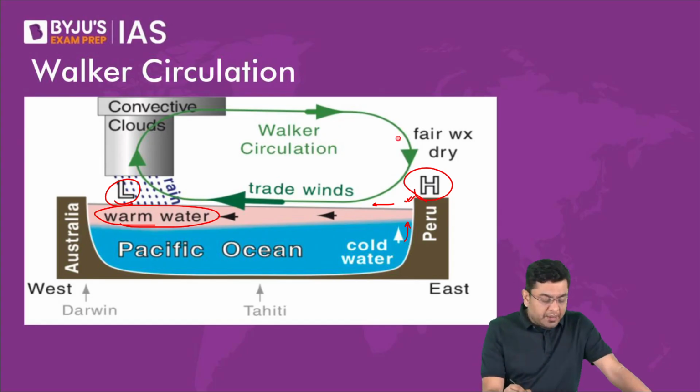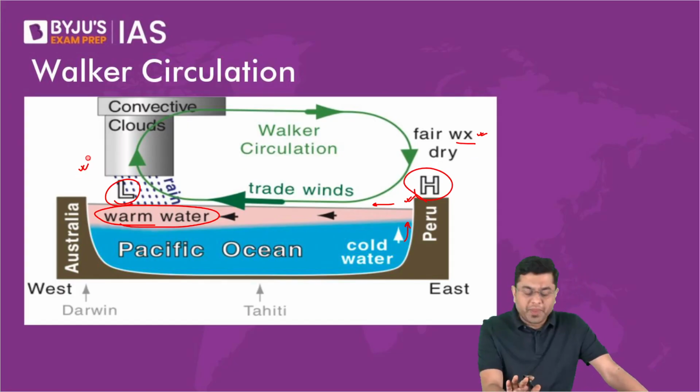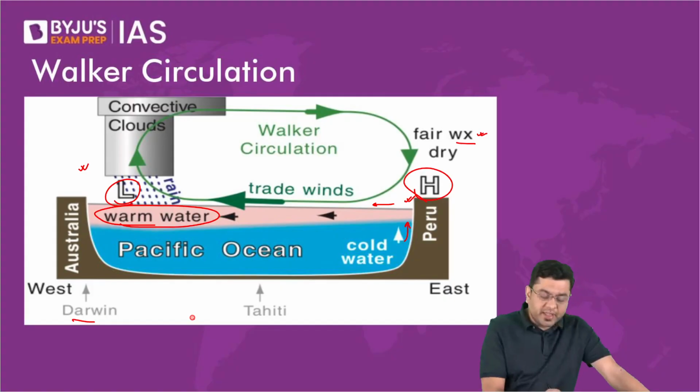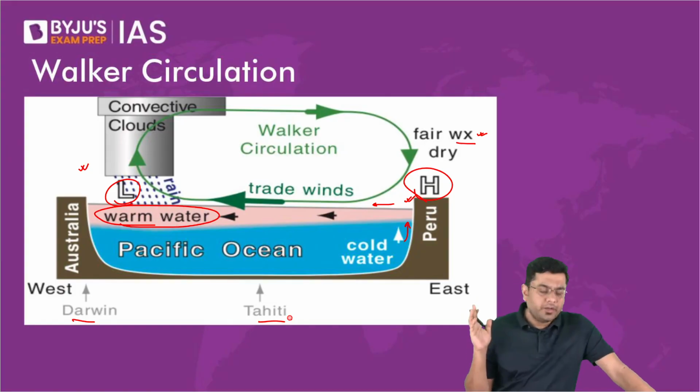Now, before you start getting confused about what is this WX, that represents fair weather, because in the region of high pressure, you don't experience rainfall. So that is why you have fair weather. And here you have lots of rainfall. This is the Darwin coastline. This is Tahiti. Where is Tahiti? Tahiti is in this region of Central Pacific. Yes, perfect. So that is the representation of Walker circulation.